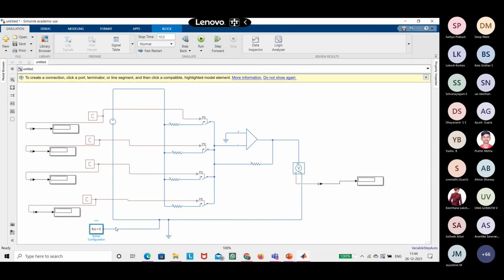Then this is the solver. Just search for solver and you will get fx equals to 0. Then this is the electrical reference. Search for ground and you will get it. I hope these are the only components that we'll be using.